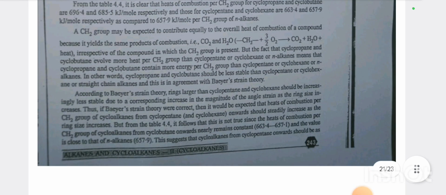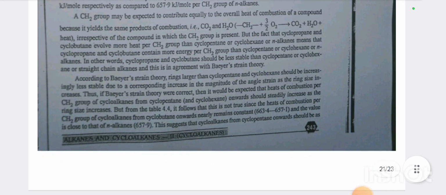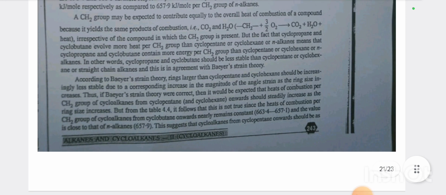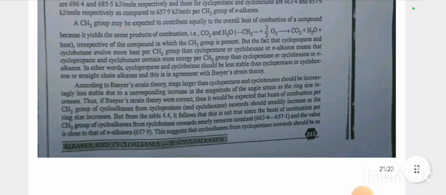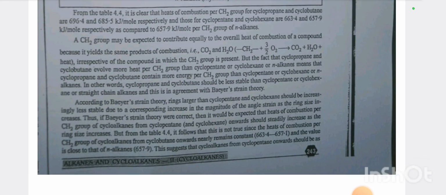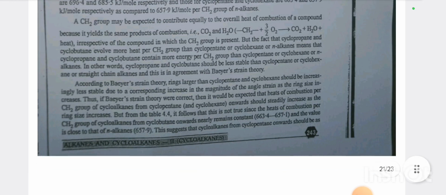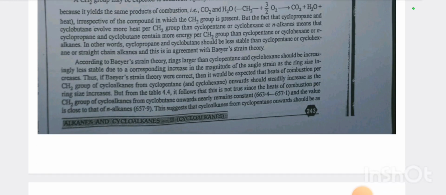A CH2 group may be expected to contribute equally to the overall heat of combustion of a compound because it yields the same product of combustion irrespective of the compound in which the CH2 group is present. But the fact that cyclopropane and cyclobutane evolve more heat per CH2 group than cyclopentane or cyclohexane or an alkane means that cyclopropane and cyclobutane contain more energy per CH2 group than cyclopentane and cyclohexane or an alkane. In other words, cyclopropane and cyclobutane should be less stable than cyclopentane and cyclohexane or straight chain alkanes, and this is in agreement with Baeyer's strain theory.